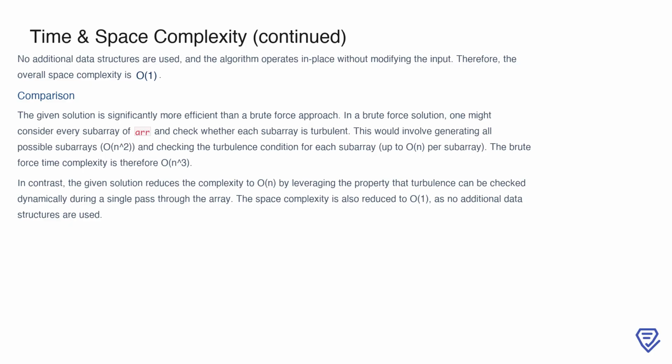Comparing this approach to a brute force method highlights its efficiency. A brute force solution would involve generating every possible subarray of the input, which requires O(n²) operations to create the subarrays and up to O(n) operations to verify the turbulence condition for each one. This would lead to a staggering O(n³) time complexity. The current approach avoids this inefficiency by dynamically checking the turbulence condition in a single pass, reducing the time complexity to O(n). Furthermore, the space complexity is also reduced from O(n²), or higher in a brute force solution, to O(1) in this optimized approach, making it far more suitable for large inputs.